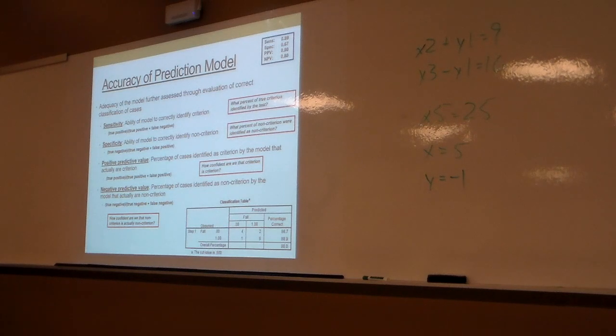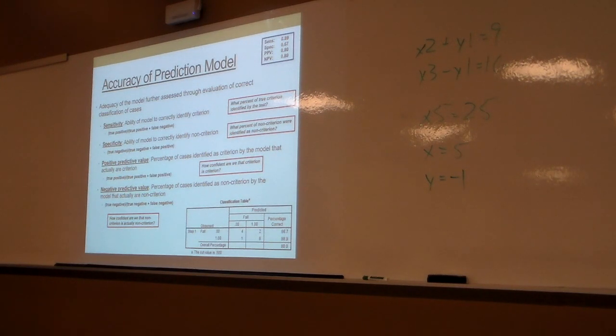I've caught all of them, right? What's the downside? My specificity is going to be garbage, because what I've done is over-identify people. Let's say I want to identify binge drinkers. If I want a maximally sensitive test, I just identify everybody as a binge drinker, and then I've caught everybody. The problem is my specificity is going to be terrible, because specificity is what percentage of the non-criterion were identified as non-criterion. And so we start to get a balance here.